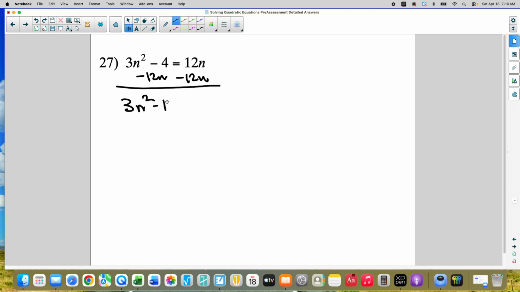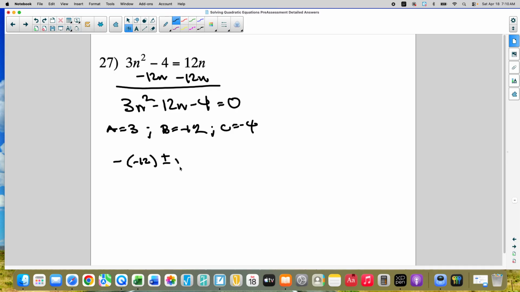3n squared minus 12n minus 4 equals 0. A can be greater than 1. It just needs to be positive. So my A value is 3. My B value is negative 12. And my C value is negative 4. The opposite of B, plus or minus the square root of B squared minus 4 times A times C, all over 2 times A.